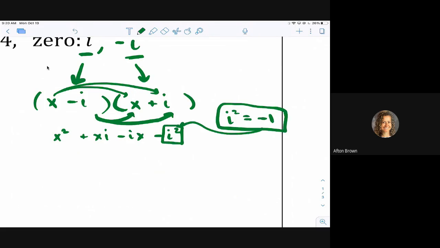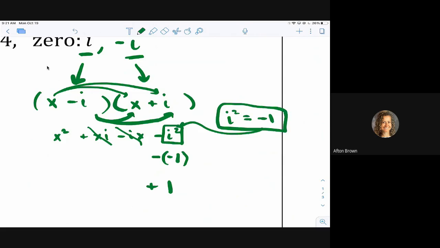Okay, so the i squared turns into a -1, but there was the negative in front. So what's the negative of a -1? Positive 1, so that turns into a +1. What do you notice about these two terms in the middle? They cancel out. Guess what? Every single time you do this, those are going to cancel each other out. One's positive and one's negative.